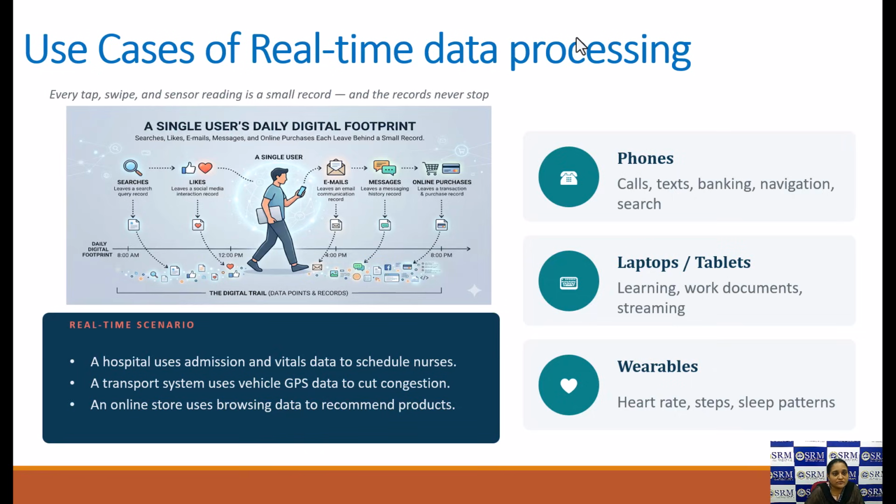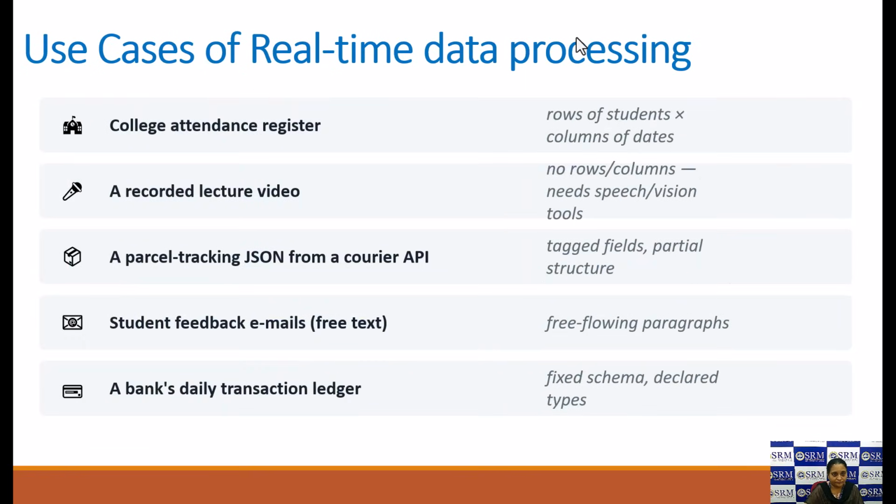In terms of real-time scenario applications, take a hospital, which uses this. What happens further, for one individual itself? In a hospital, it uses the admission and vitals data to schedule the nurses based on the per day requirement. Transportation systems use vehicle GPS data to cut congestion. An online store uses browsing data to recommend products.